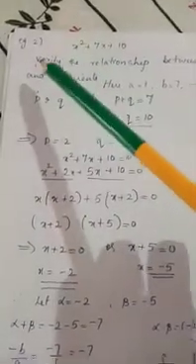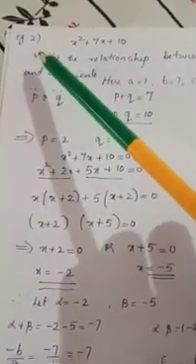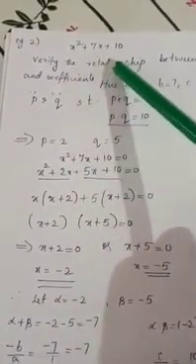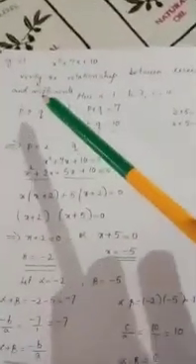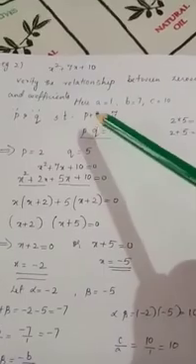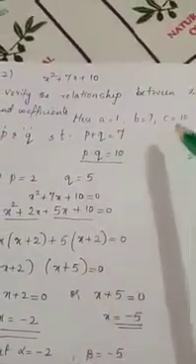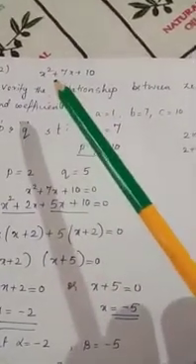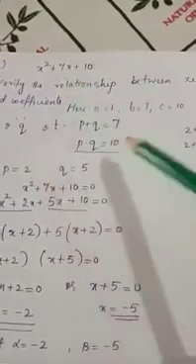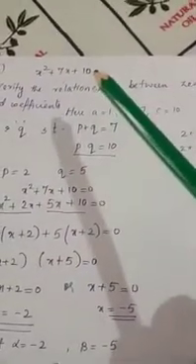Now we are going to do example 2, in which a polynomial x square plus 7x plus 10 is given. The question is to verify the relationship between zeros and coefficients. From this, what we can write is the values of a, b and c. A is equal to 1, the coefficient of x square. B is equal to 7, the coefficient of x, and C is equal to 10, the constant term.